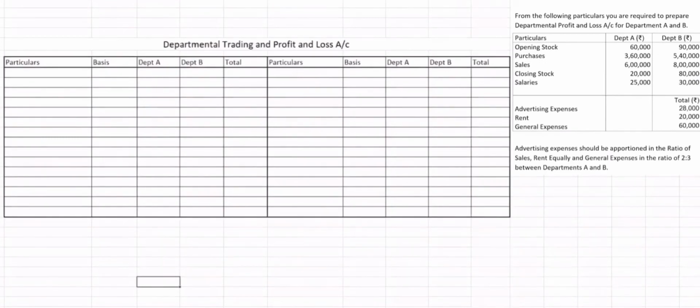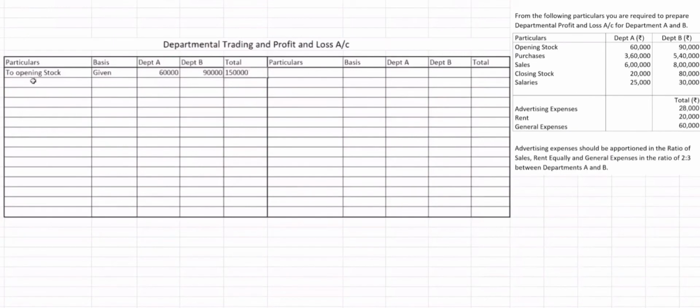Okay, so first of all we'll start with the amounts which are given department wise. So your first one is opening stock. Opening stock goes with trading account debit side. So here I'm writing to opening stock. Department A is 60,000. For department B it is 90,000. Since we are not going to divide it, the information is provided, so given, and we are going to take total of the same. It is 1,50,000.